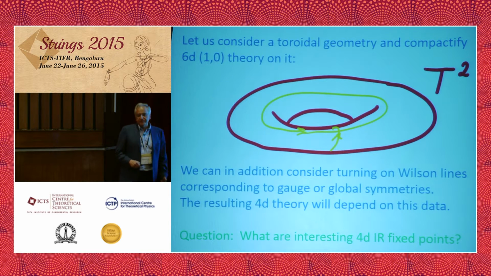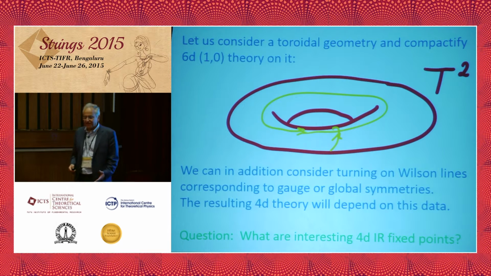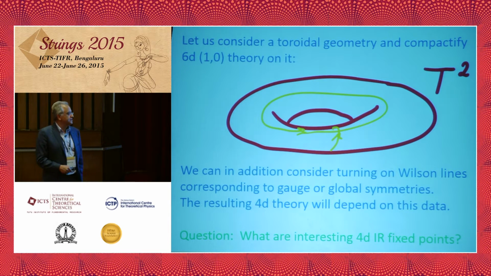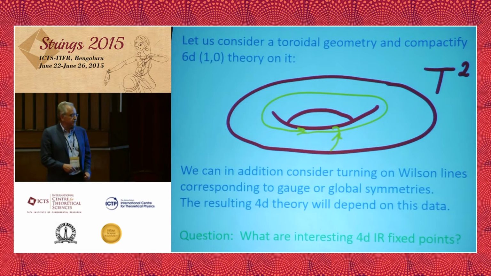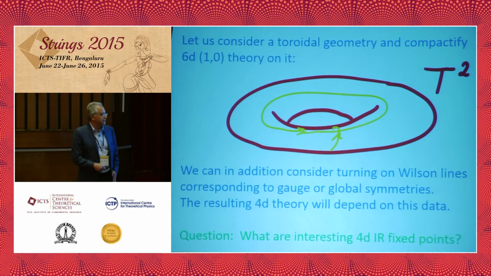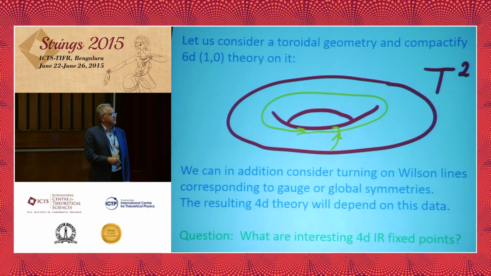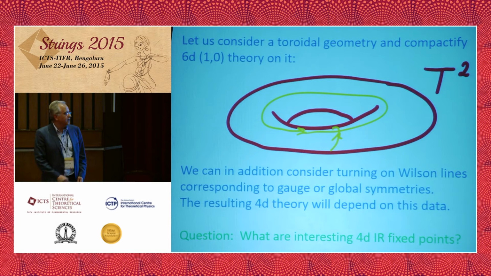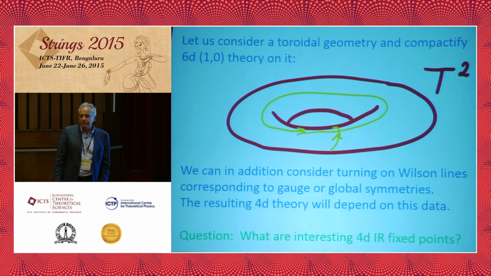Well, what can we do on a T2? It's kind of boring. We just take T2 and it's flat. Everything is flat. Well, the only thing you can consider doing is turning on Wilson lines for gauge groups or global symmetries. That's all you can do. So there's very little you can do. And so the question is, can you tune these to get interesting 4D IR fixed points? That's the question we want to understand. So the only non-trivial piece is what are the choices and what can you do, and what do you end up with in 4D?